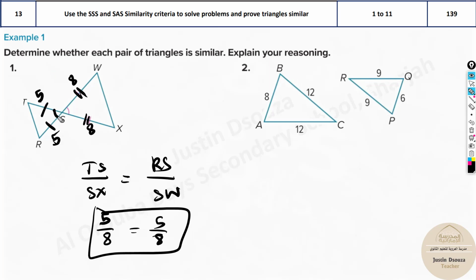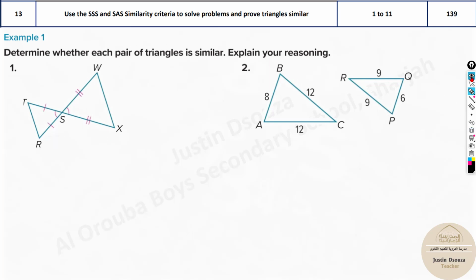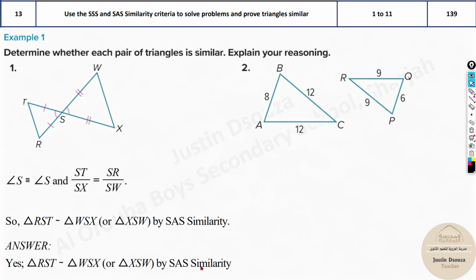And here they have told this angle is equal to this angle. That's great because they are vertically opposite angles. They are equal. Now we have SAS. So they are similar from the SAS criterion. So the answer will be SAS similarity over here, because these both sides will be proportional, ST and SX, SR and SW, and angle S is equal.